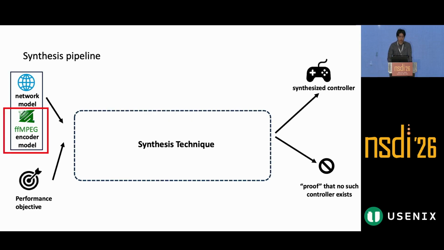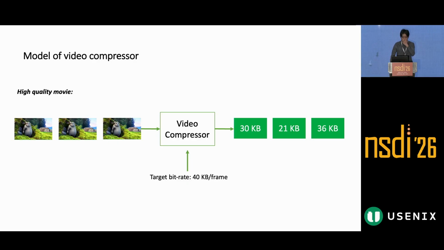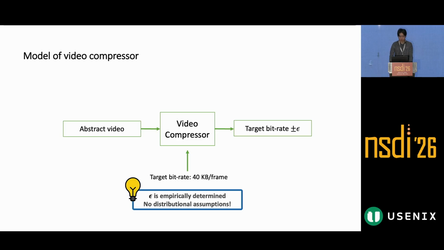So the world model, let's go into the detail of it. It is composed of an encoder model and a network model. Let's model the video compressor first. In a static scene, like a Zoom call, each frame compresses well below the 40 kilobyte target bit rate. But in a high-quality movie, the actual bit rate is around the target bit rate with only very small variance. But in live action sports with constant movement, the encoder will frequently produce keyframes that overshoot the target bit rate. So modeling this with a probabilistic distribution is very hard.